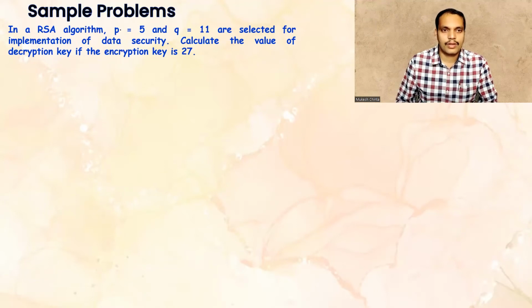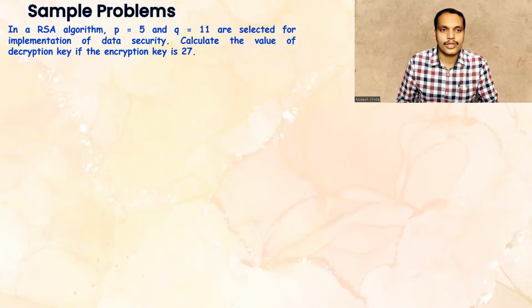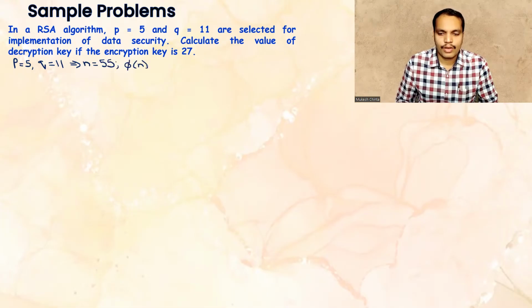So in an RSA algorithm, P is equal to 5, Q is equal to 11 are selected. Calculate the value of the decryption key if the encryption key is 27. They are telling me P is equal to 5 and Q is equal to 11. Okay. So I got both the values. So immediately I will calculate N, which is 55. And I can also calculate psi of N, which is nothing but 5 minus 1, 4, into 11 minus 1, 10, which gives me 40.